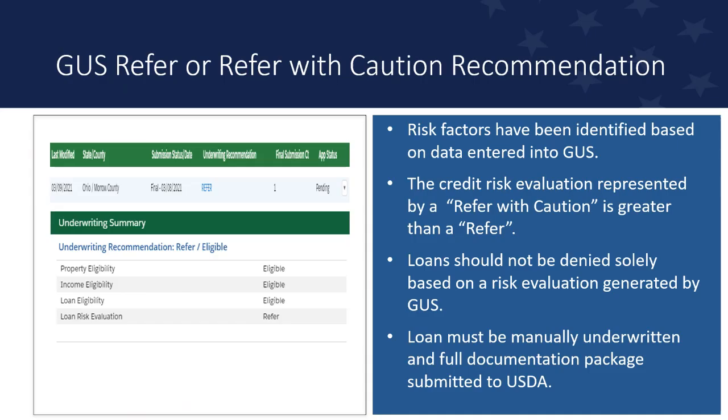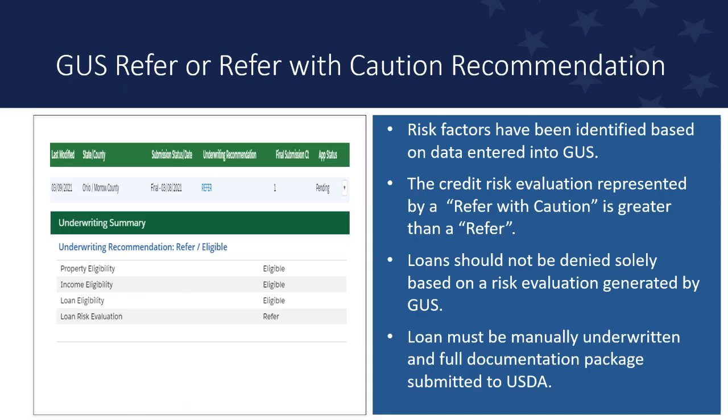The underwriter will need to review the credit and the exception to ensure the file meets the requirements in Chapter 10 of Handbook 13555. A refer or refer with caution file is a manually underwritten loan that must be reviewed by rural development. Therefore, a full documentation package must be submitted. Remember, however, we only review the file. The lender underwrites it. Rural development does not underwrite the file. So be sure to document anything that we need to see or review.